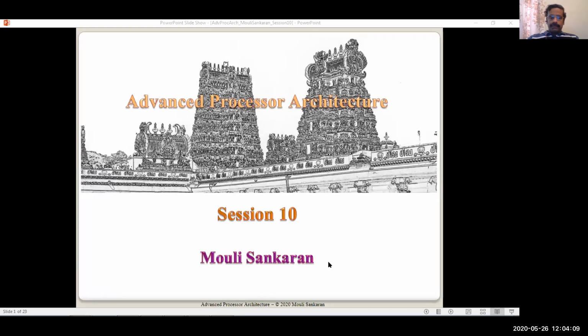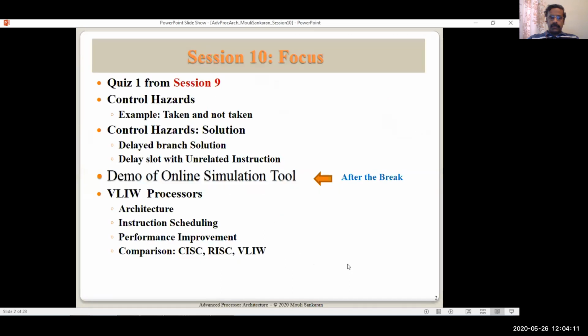So today what we plan to do is, till the break, we'll have some session on control hazards, and then I would like to go through the online simulation tool. I don't know how many of you have practiced it. We'll see that today because you are now ready to understand it. I have taught you all the things that are required.